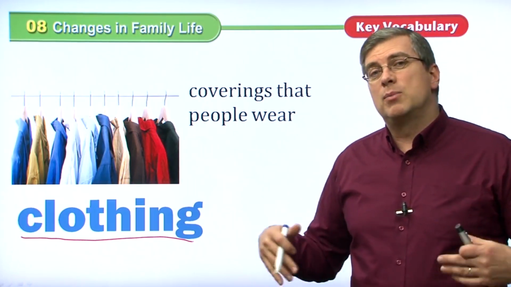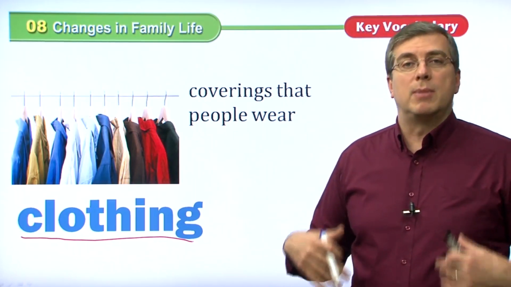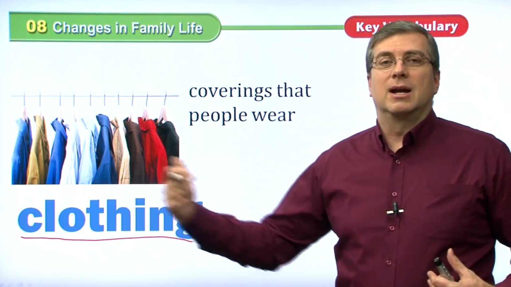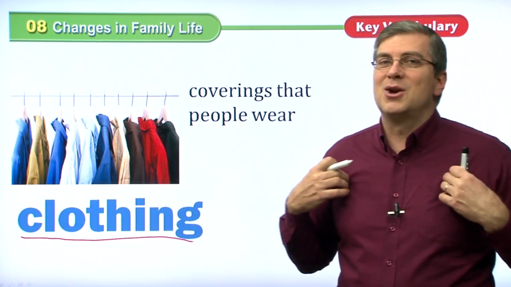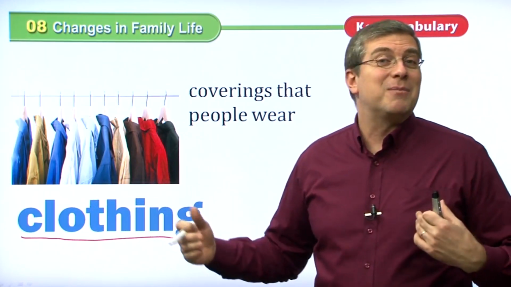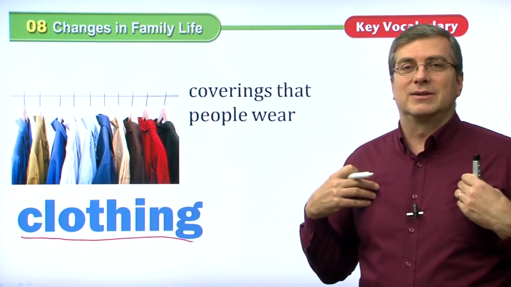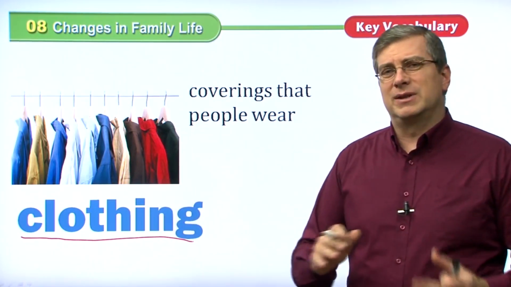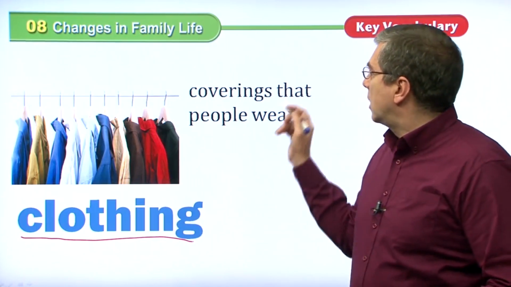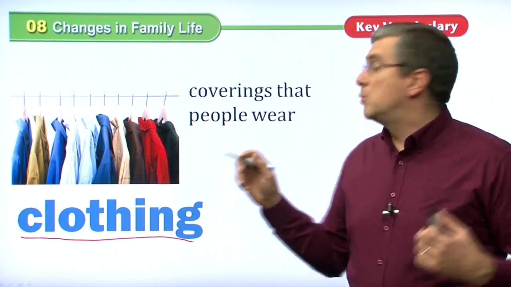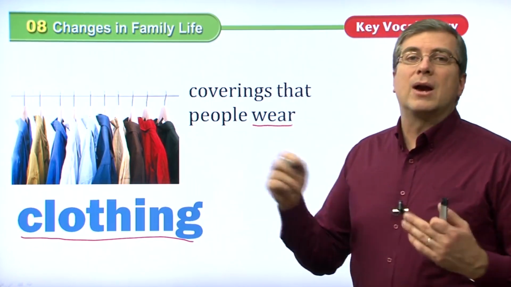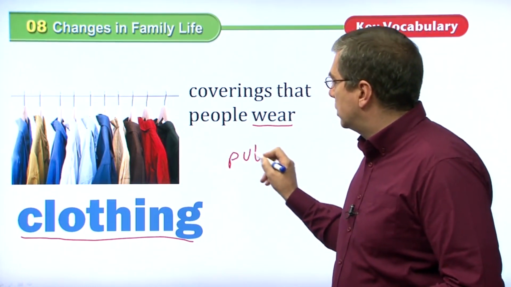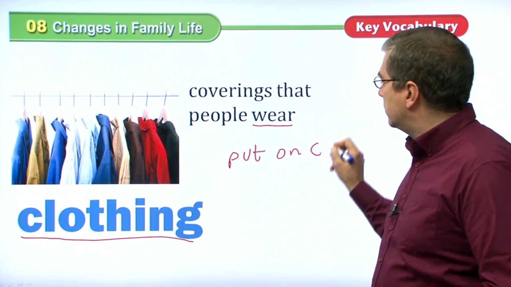These are things that we put on our bodies to cover us, and they protect us from nature also. We don't call clothes shelter, even though they do the same thing, right? Clothes protect us from the environment. Shelter protects us from the environment, but they're different types of things. Clothings are coverings that we wear, that we put on our body. We wear these things during the day. We put on clothes.